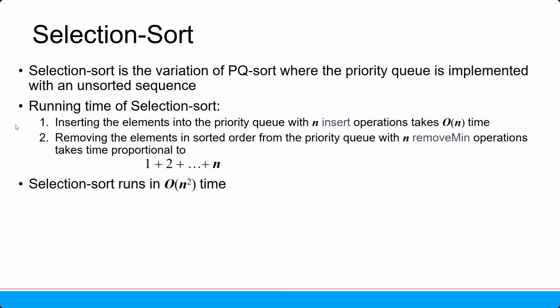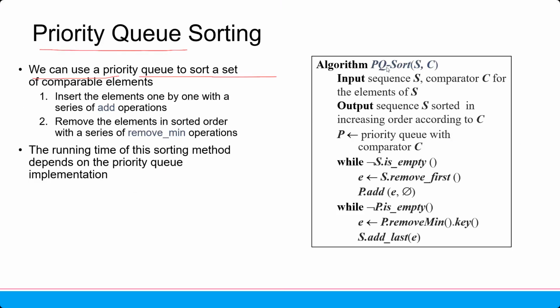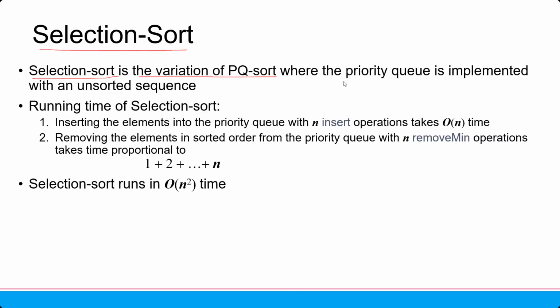So the strategy for the sort, we have selection sort. Selection sort is the variation of PQ sort. So PQ sort is this one, the priority queue sorting. Selection sort is the variation of PQ sort where the priority queue is implemented with an unsorted sequence.